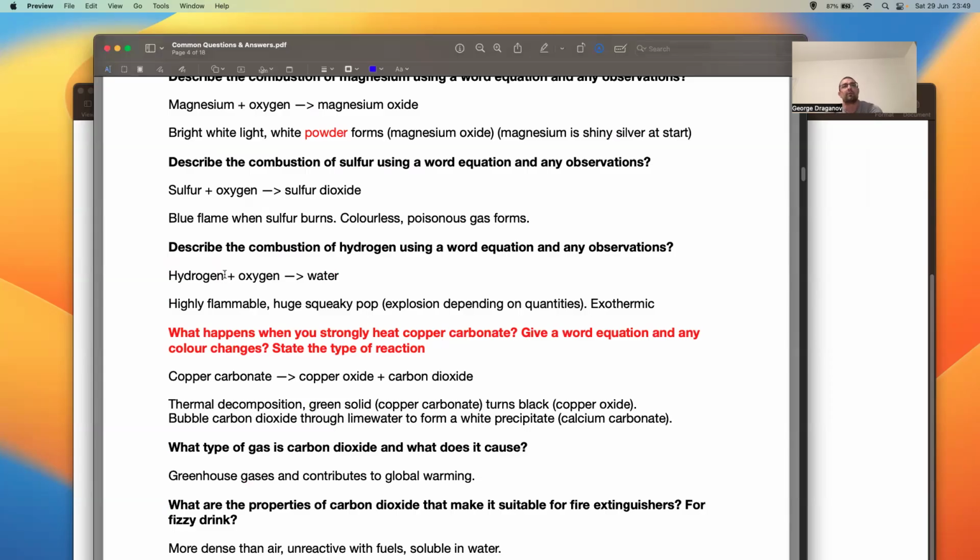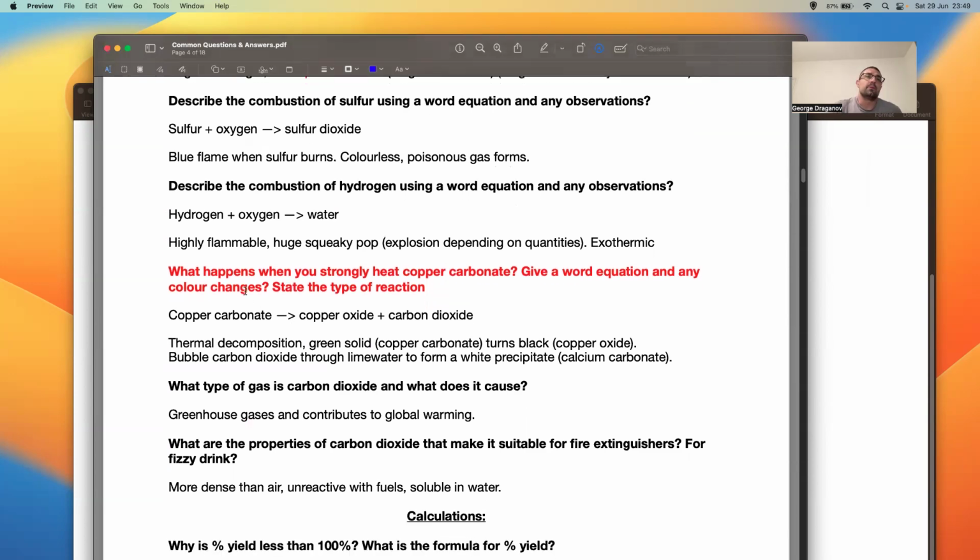Next reaction is the combustion of hydrogen. So this is an extremely flammable exothermic reaction. Hydrogen plus oxygen makes water. Highly flammable, you get a huge squeaky pop. And then we have a decomposition reaction.